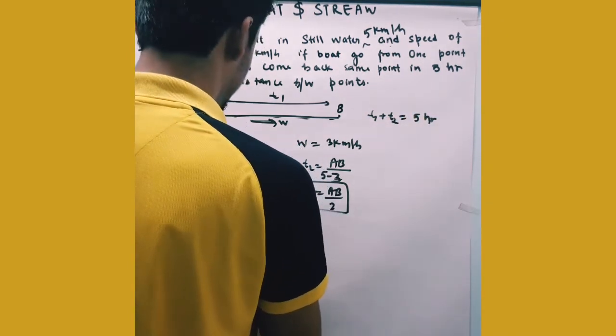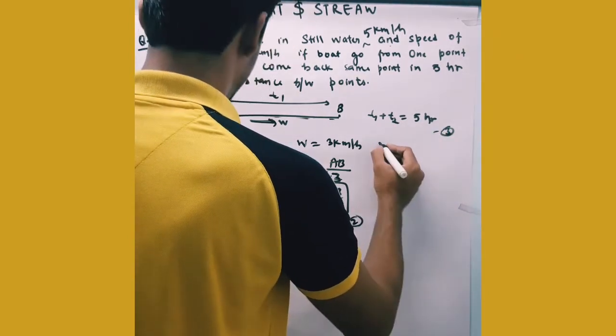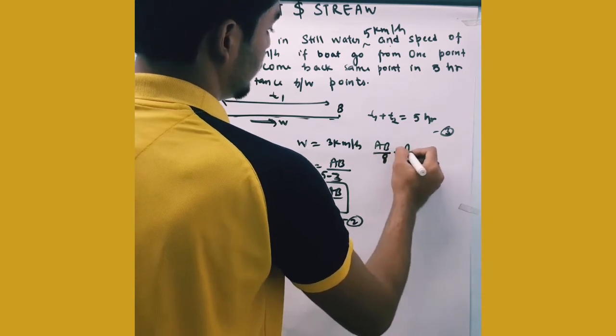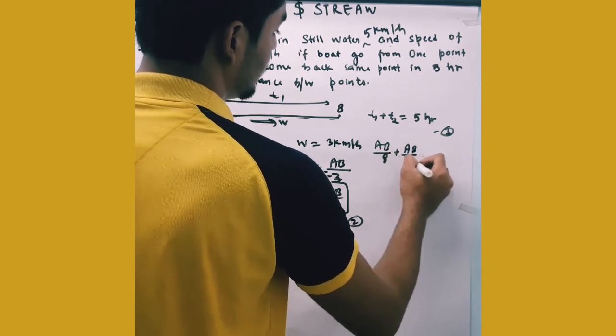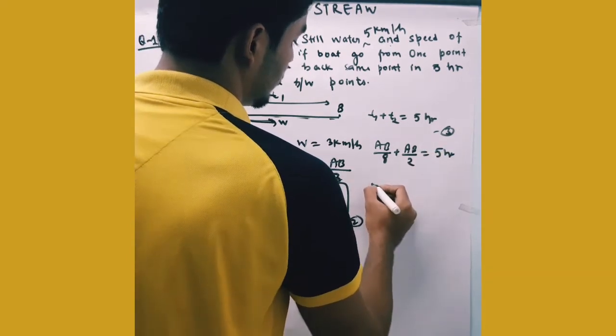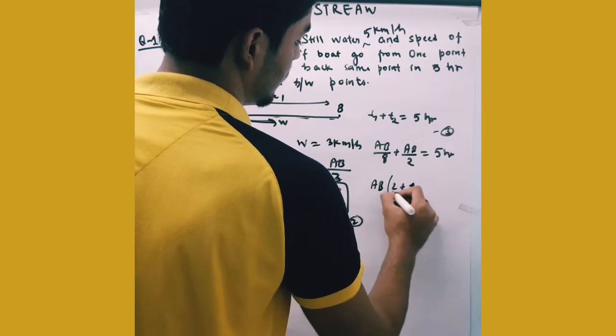So put equations 1 and 2 in equation number 3. T1 is AB divided by 8, plus T2 is AB divided by 2, is equal to 5 hours. Now solve the equation.